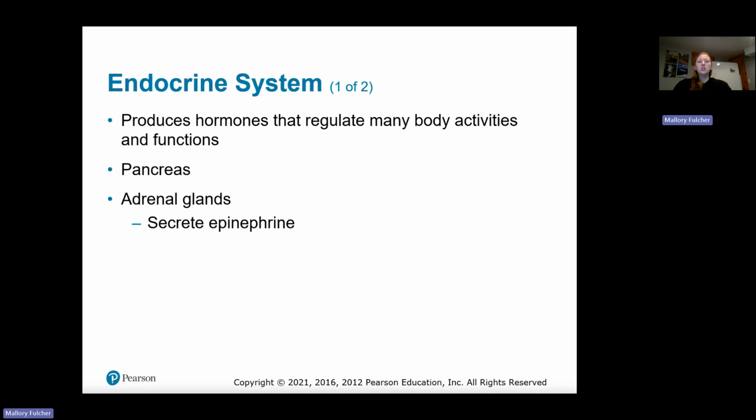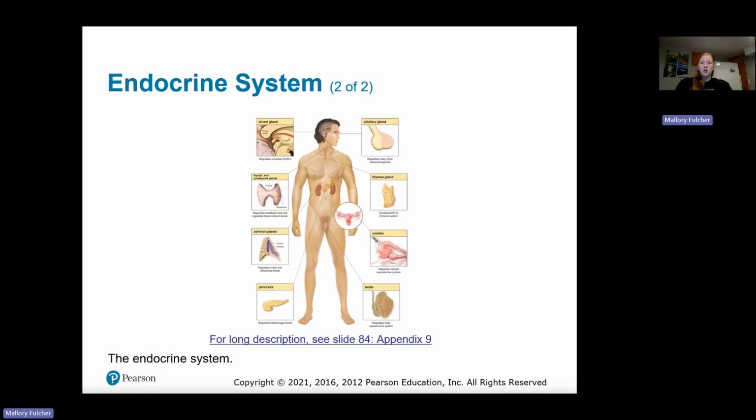The endocrine system produces hormones that regulate body activity and functions. So pancreas, adrenal glands, those secrete epinephrine. The endocrine system, we've got a few different organs that are a part of that. All of our reproductive organs are a part of it as well.